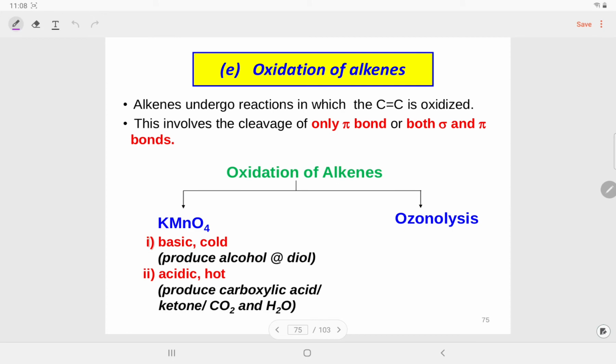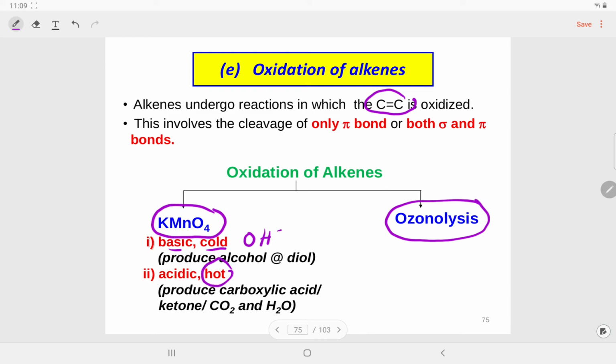So what happens in oxidation of alkenes? In oxidation of alkenes, we have two reagents: potassium permanganate solution and ozonolysis. The chemical reaction always occurs at the carbon-carbon double bond. If we use potassium permanganate solution, the condition must be either cool in the presence of base, where OH minus exists, or hot in acidified condition, where H3O plus exists.